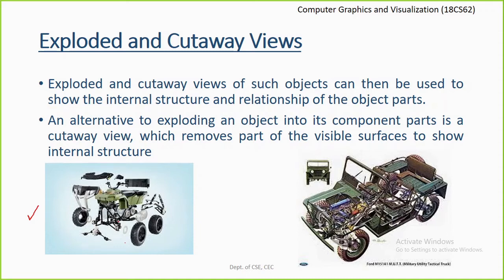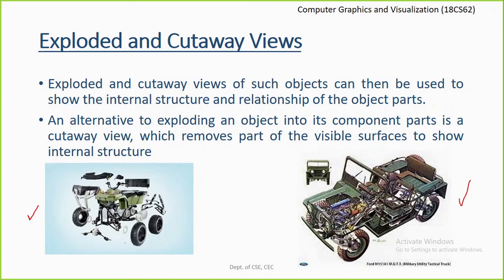An alternative to exploding an object into its component parts is something called a cutaway view, which removes part of the visible surfaces to show the internal structure. The diagram on the right here, of a Jeep, represents a cutaway view, where the hood is cut away, so we can see the internal components such as the engine, maybe the connecting rods, the axles, and so on, right?